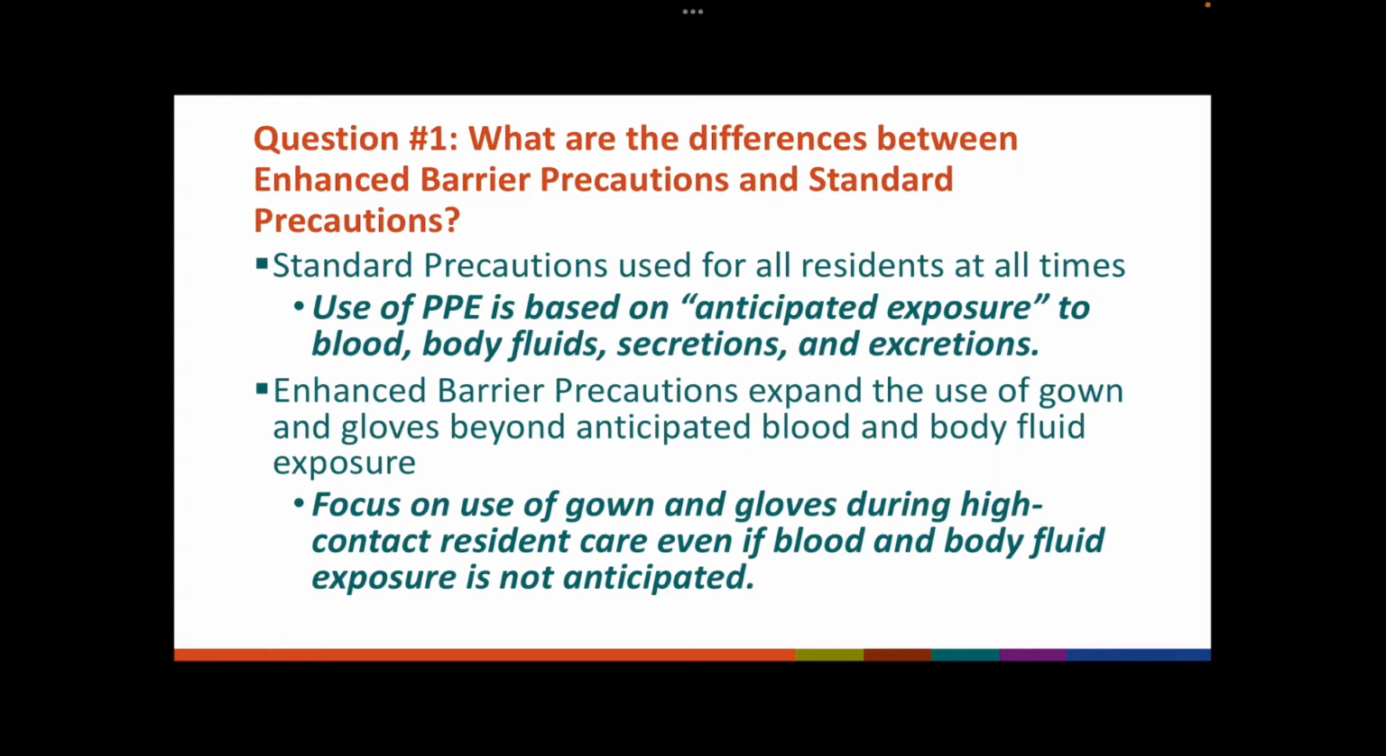Standard precautions still apply when using enhanced barrier precautions. For example, if splashes and sprays are anticipated during the high contact care activity, face protection should be used in addition to the gown and gloves.